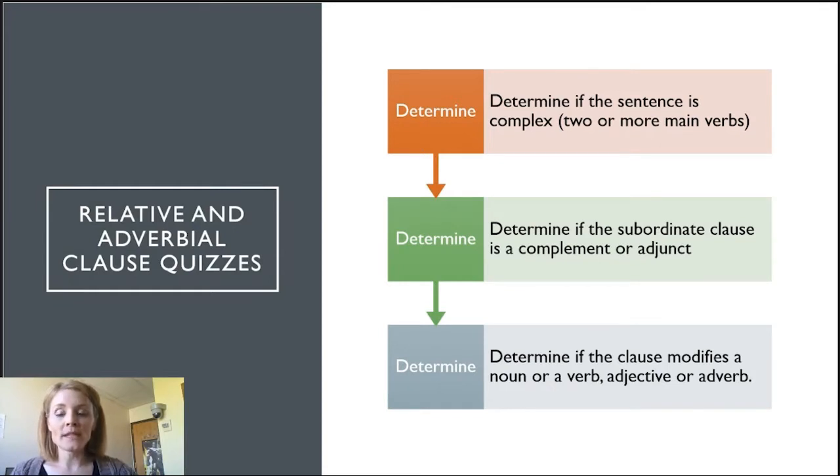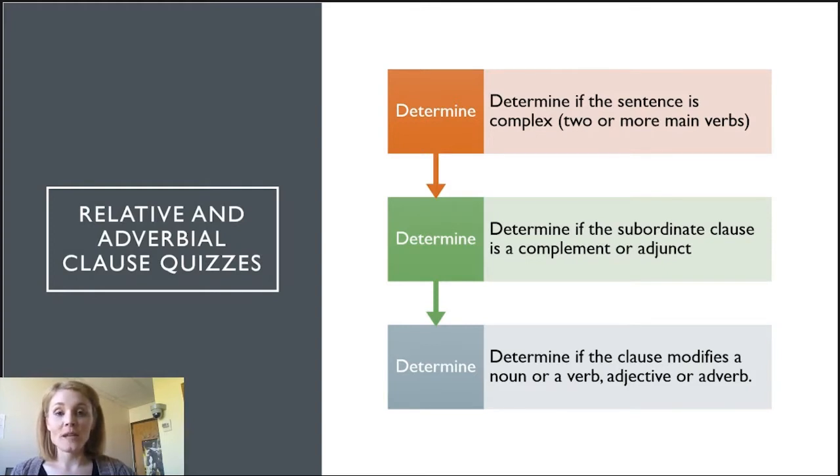So your next two quizzes will be identifying relative and adverbial clauses. Some steps to keep in mind while you're going through these quizzes are, first, be sure to determine if the sentence is complex. So you need to count and make sure it has two or more main verbs. If it's not complex, then the answer is going to be false.